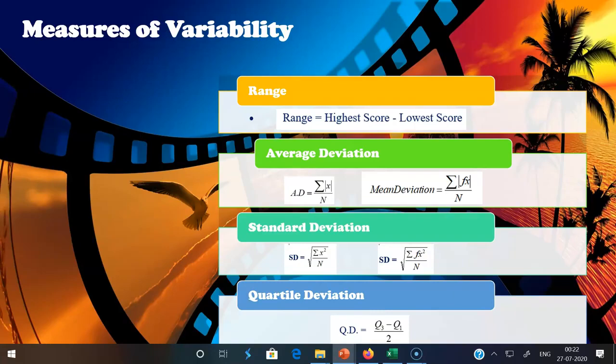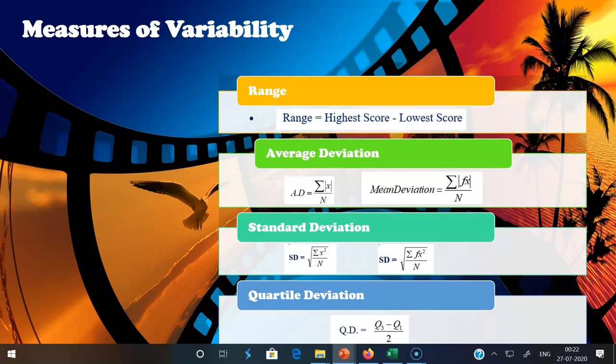The extent or degree to which the data tend to spread around the average is called dispersion or variation. Measures of dispersion help us study the extent to which observations are scattered around the average or the central value. Normally, the measures of variability consist of 4 important things: range, average deviation, standard deviation, as well as quartile deviation. We will discuss them one by one.